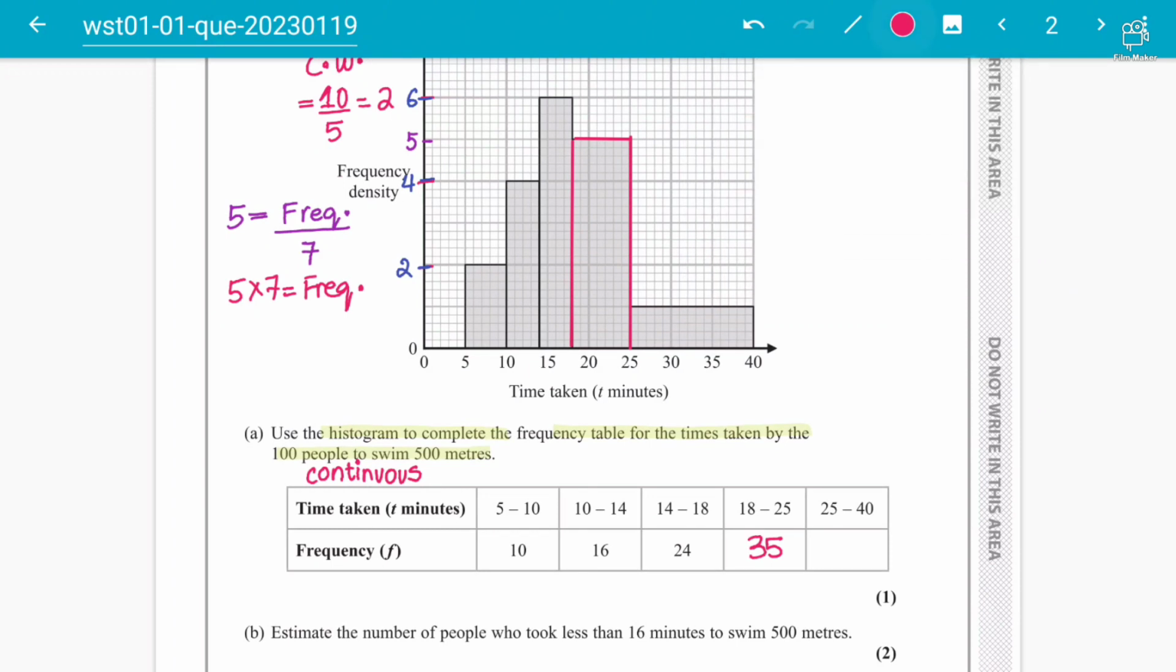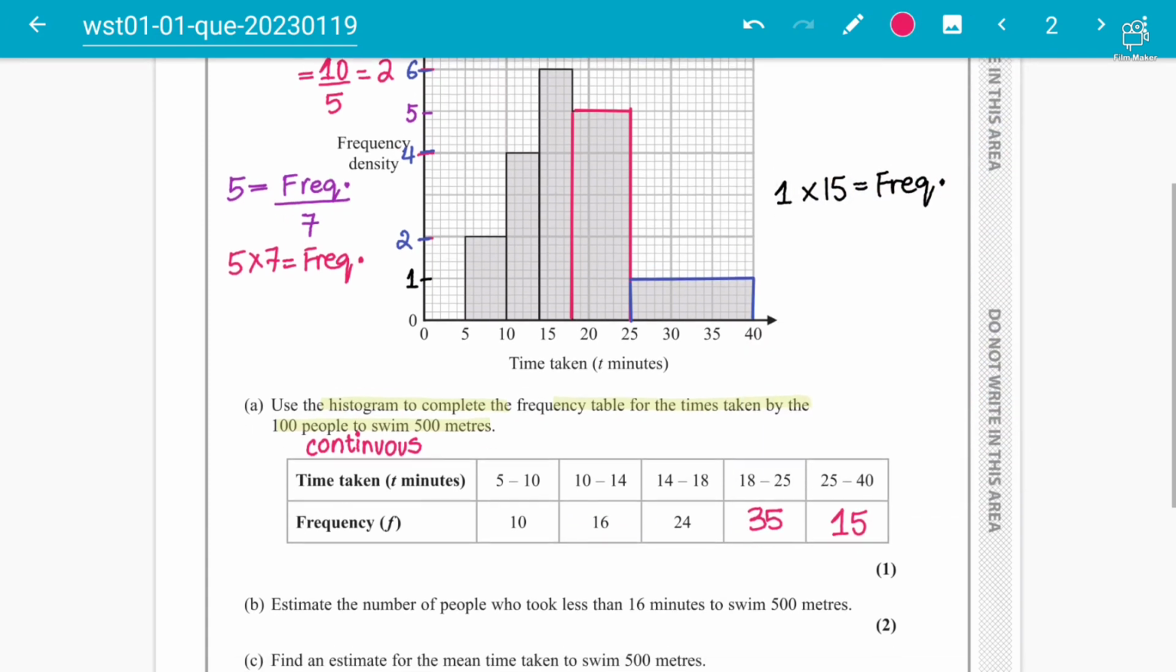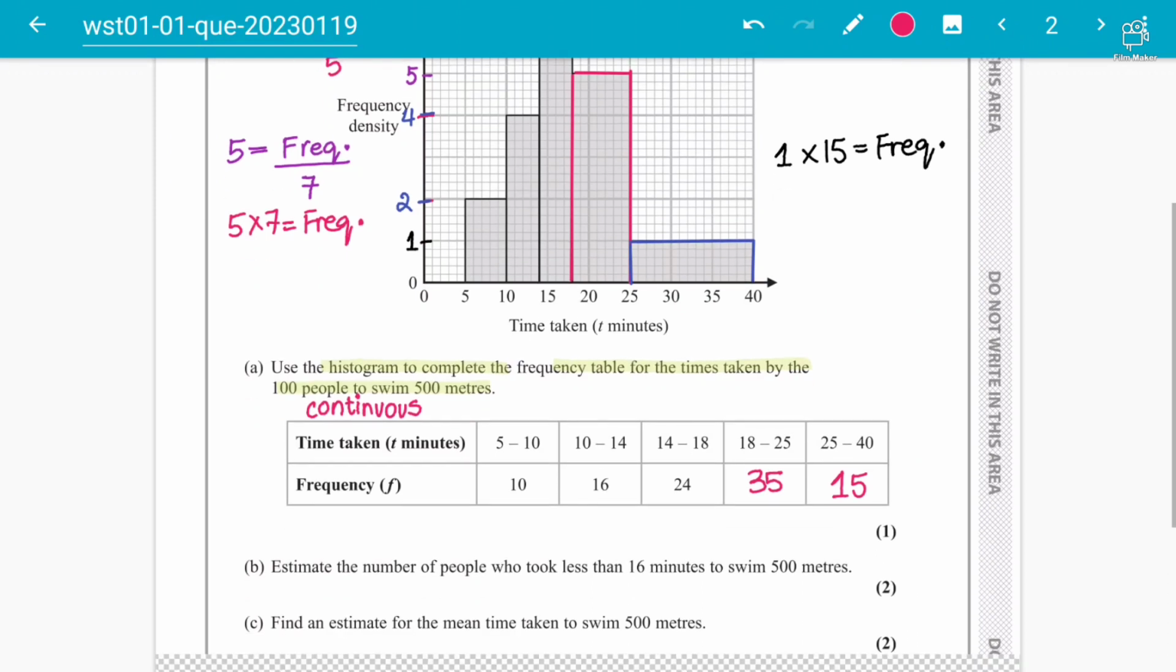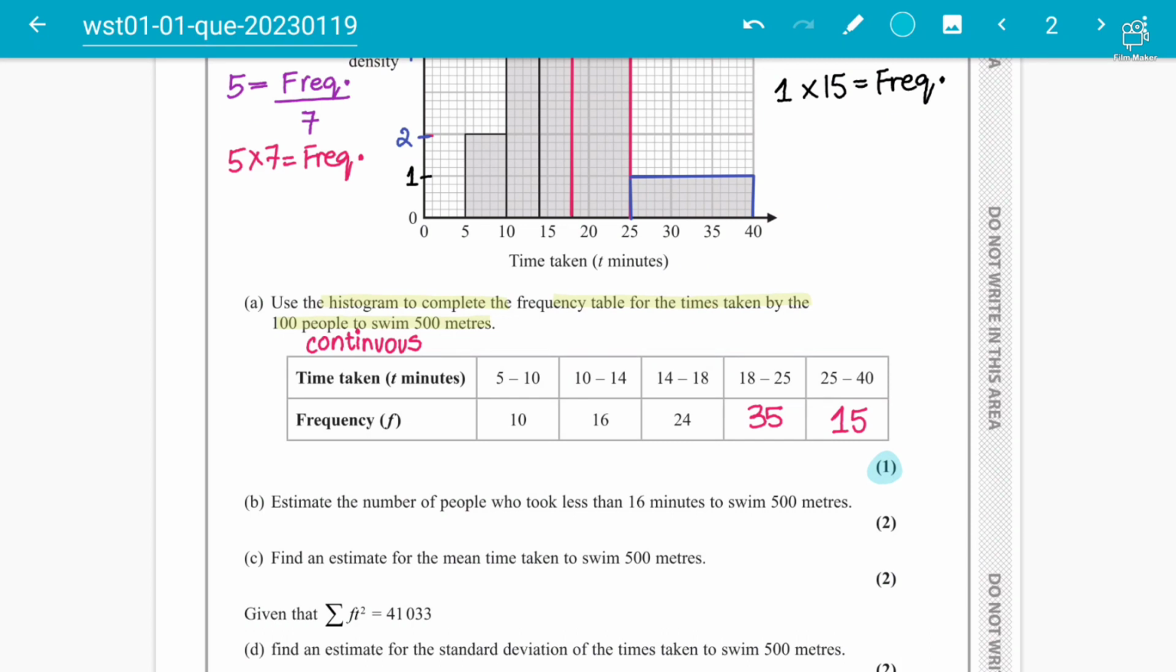Next, 25 to 40. It's very simple again. The frequency density is 1, multiplied by the class width, which for 25 to 40 is 15. 15 times 1 is the frequency. You just have to apply the formula, students, and everything will work out. So 35 and 15 are the frequencies. Hope everyone got it. That's how you get your 1 mark, so 1 mark is done.